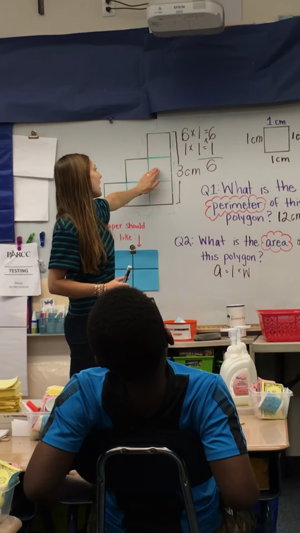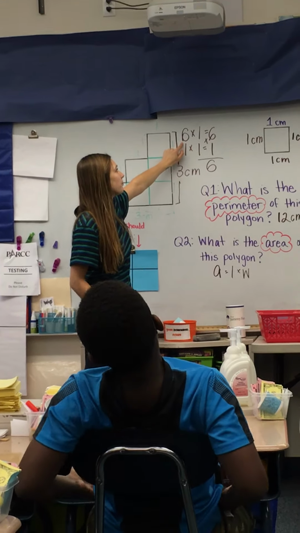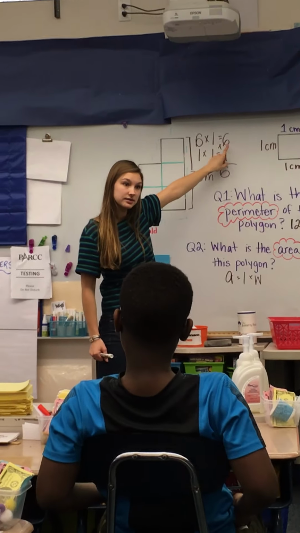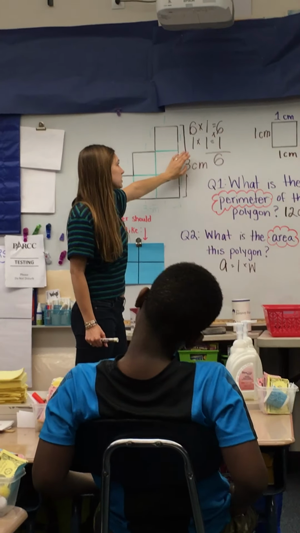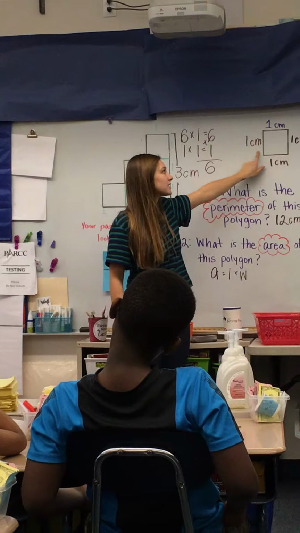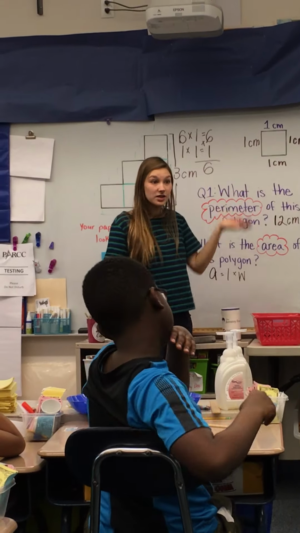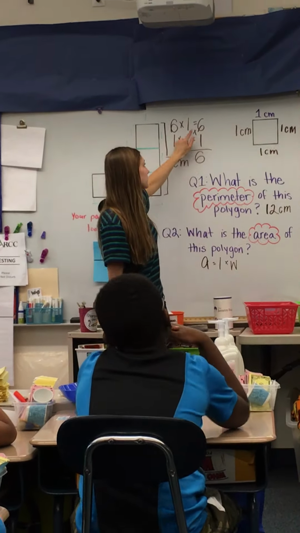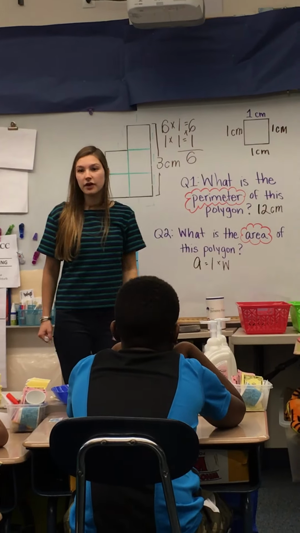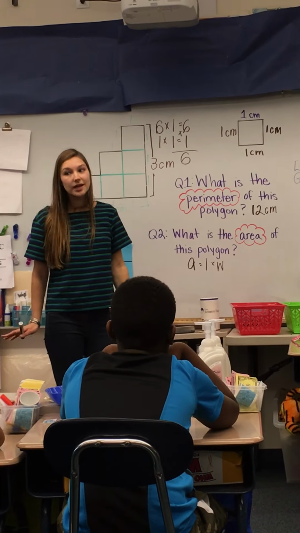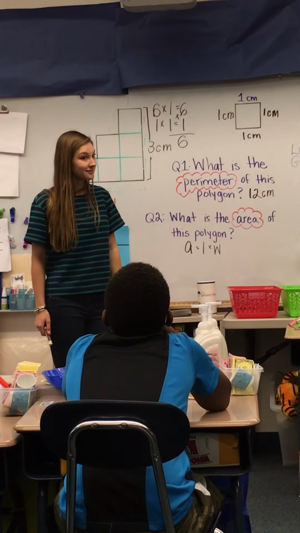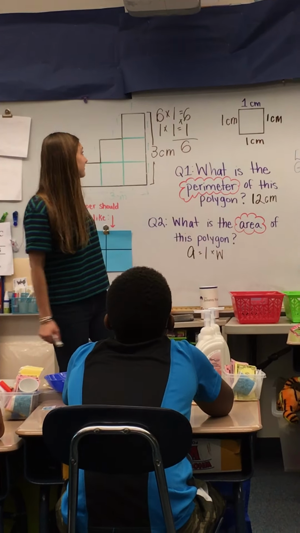So she multiplied, first, the number of boxes by their side length, which is 6. And then she multiplied 1 times 1 because that's the length and the width of each box. And then she multiplied 6 times 1 again because that's the number of boxes and that's the area for each box. That's pretty impressive. That's good. I'm very proud of you. I was quite amazed.